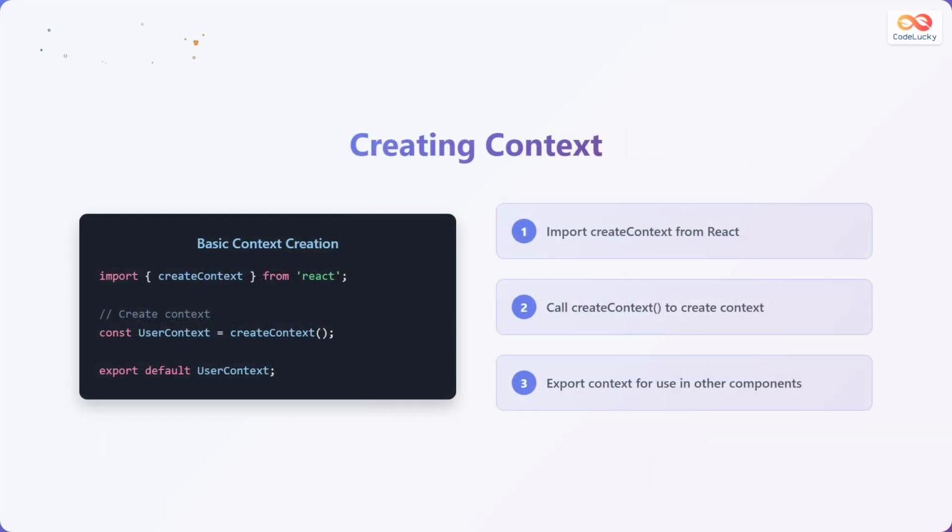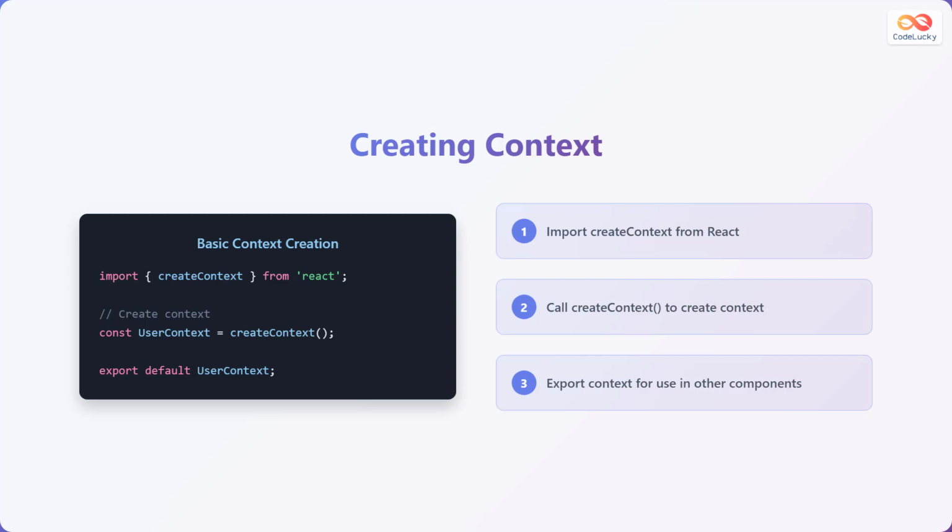Let's look at how to create a context. First, import the createContext function from React. Then declare a constant variable and assign createContext function call to it. Finally, export the context so that other components can import it.